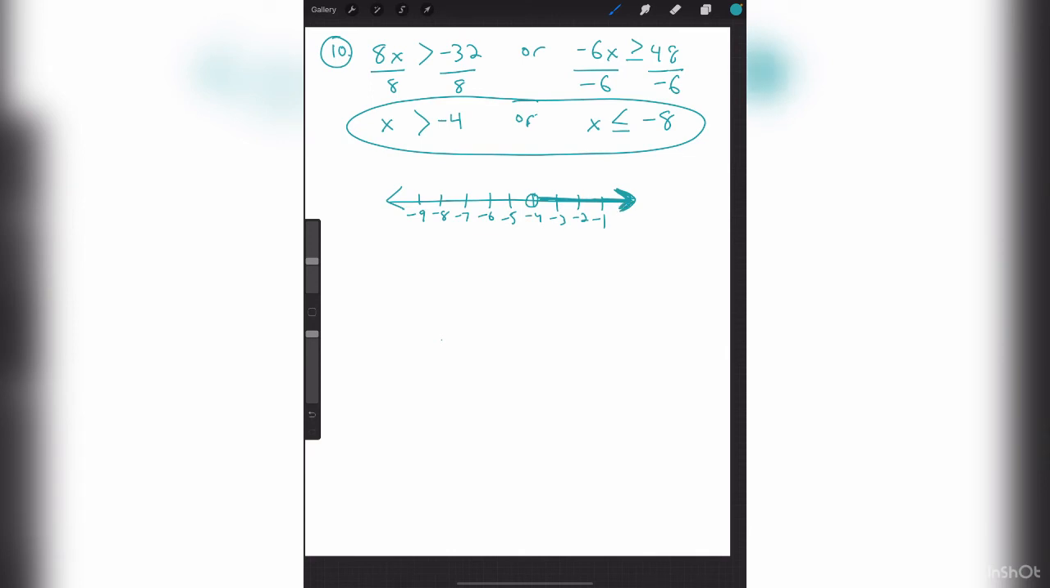Okay? And then, or x is less than or equal to -8. So this is going to be a closed circle, right? Because it can include -8 and all the values that are less than. So it's going to go this way to the left. And then I'm going to go ahead and include the arrow as well. Make sure to always color in the arrow and make sure it's facing the right way. Okay? And this would be the graph that works too. Okay, so that's how you would solve number 10.